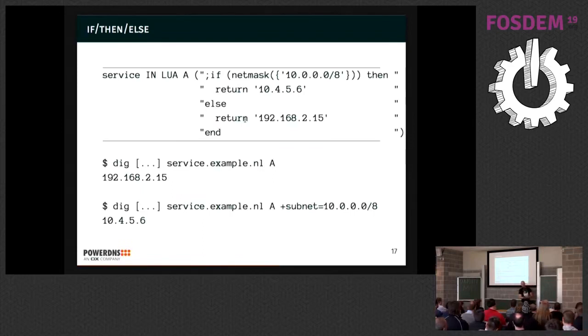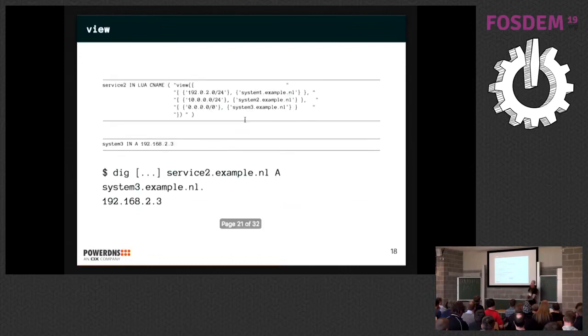So here you see another function. It's called netmask, and what it does, it takes the best who and tests if it is in this netmask. If it is, well, it takes the true path. If it's not, it takes the false path. And as you can see from the dig as well, this is running on the local loopback. So if I query it, I get the false path, and if I add an EDNS client subnet option, which falls in that netmask, it will return the answer I wanted to return.